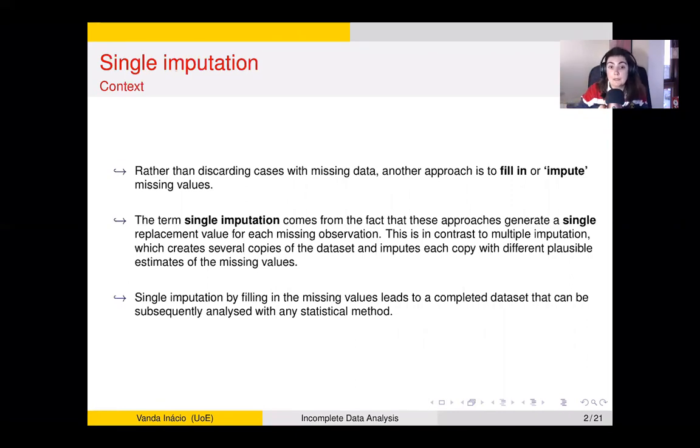And single imputation, by just replacing each missing value with a generated plausible value, leads to a single completed data set, completed in the sense that we no longer have missing values, we have replaced them by our generated estimate. And then with this completed data set we can perform our analysis of interest, with our analysis of interest being the analysis that we would have conducted in case we had no missing values.